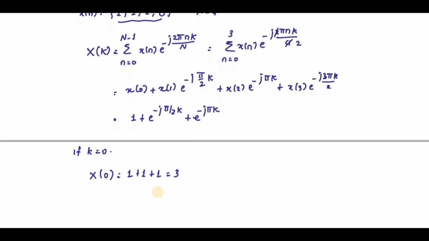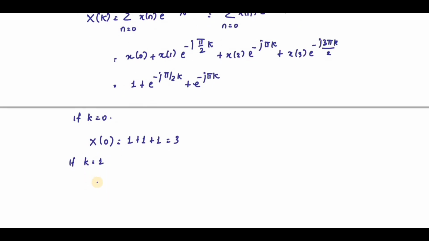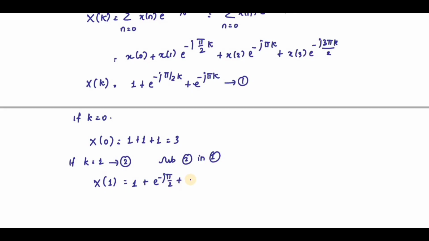Okay. Next, if I substitute k is equal to 1, I will get x of 1. If this is the second equation, this is my first equation, this is x of k. Okay. So substituting 2 in 1, the first equation, you will get 1 plus e power minus j pi by 2 plus e power minus j pi.